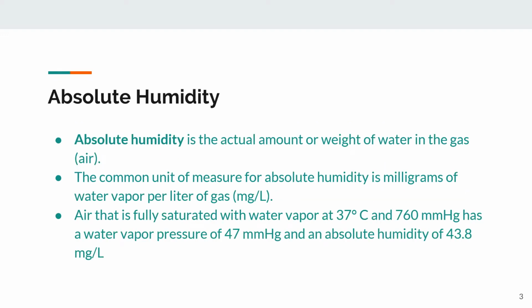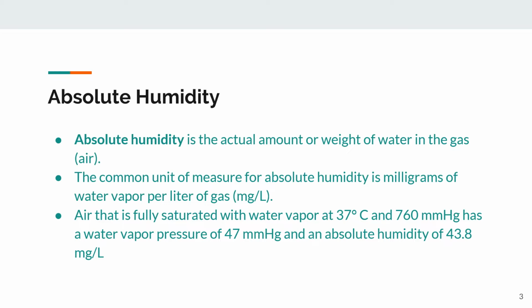So absolute humidity is the actual amount, or the weight, of water that's in the gas or in the air. The way we generally measure that is in units of milligrams per liter, so milligrams of water vapor per liter of gas. That's the most common unit of measurement for absolute humidity.